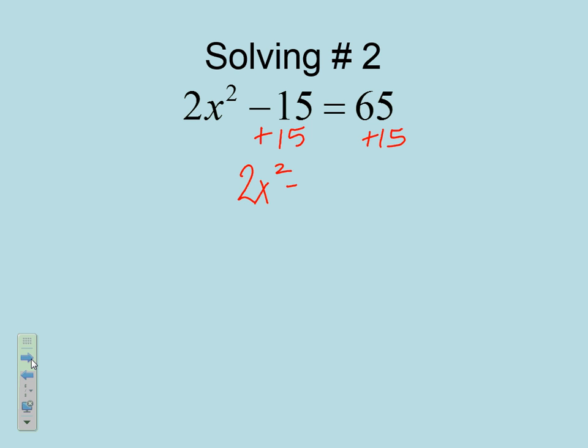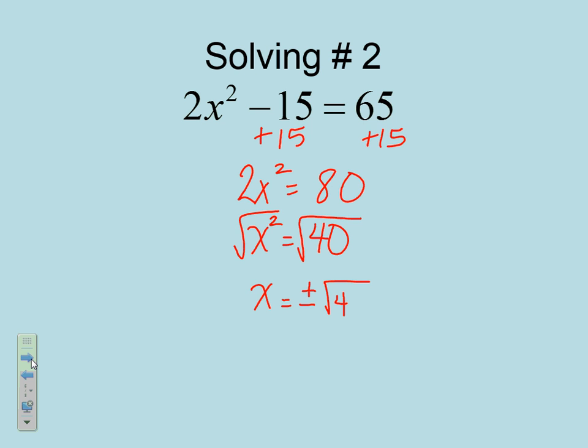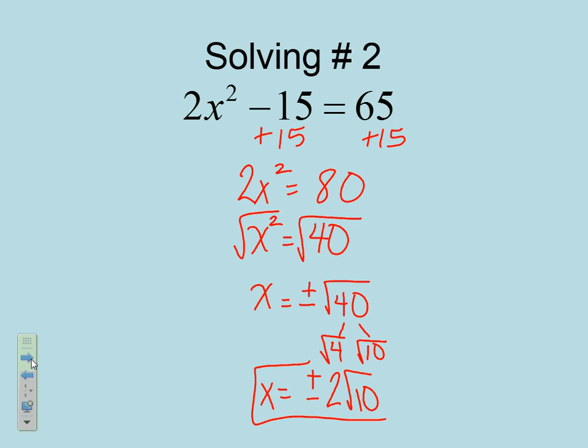2x squared equals 80. Then I'm going to divide by 2. X squared equals 40. And last but not least, I'm going to square root, plus or minus the square root of 40. And then I'll break apart the 40 into 4 times 10. 4 is a perfect square, so it's 2 square roots of 10. So plus or minus 2 square roots of 10 is what the x equals.